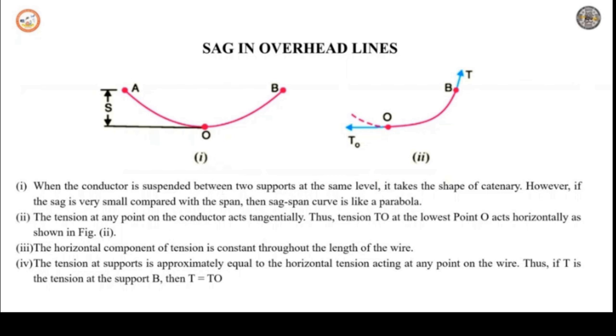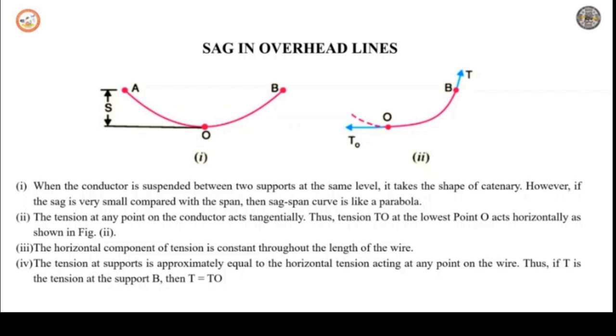This sag plays an important role in the mechanical design of the overhead transmission lines. The transmission lines are designed primarily from the economy point of view. To have the lowest cost, the length of the transmission line must be as shown in the figure. But due to sag, it requires more conductor material. Similarly, if the sag is more, then an extra height of the supporting poles is required. This increases the cost. Hence, keeping cost minimum, sag also must be kept minimum, because whatever we design should be economical.